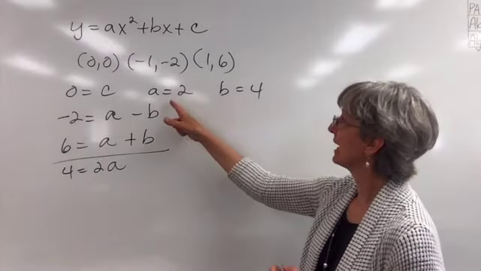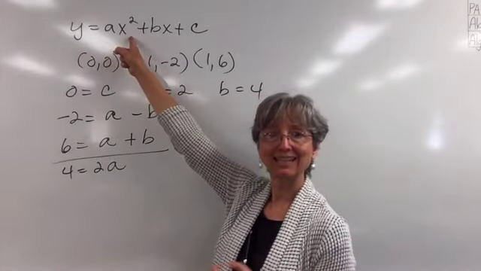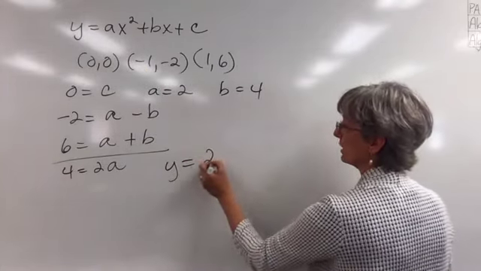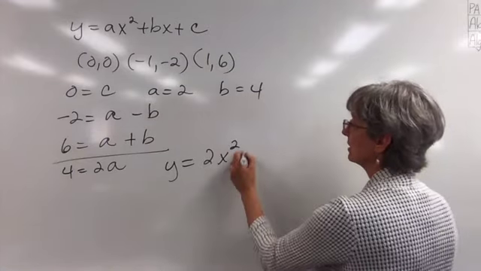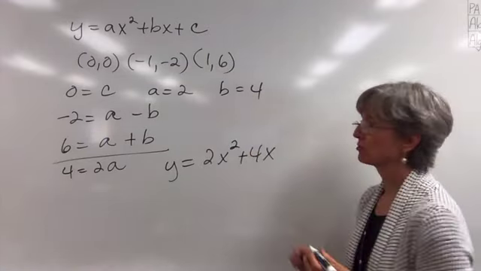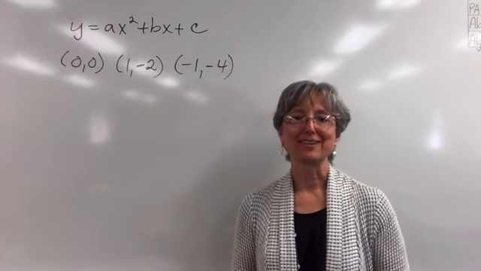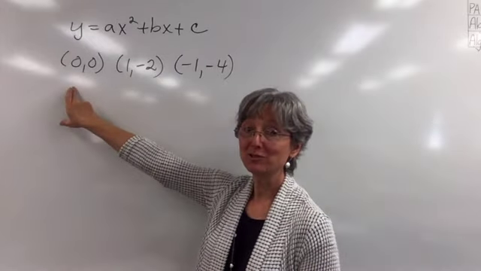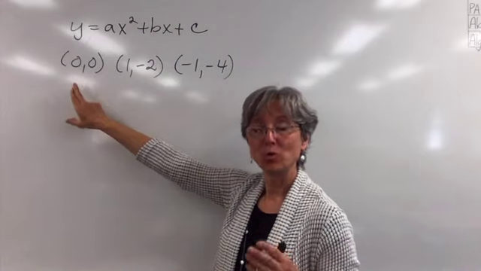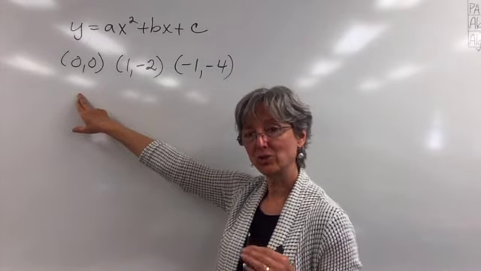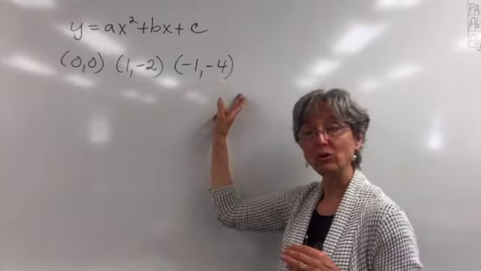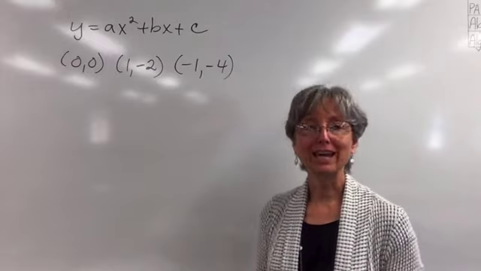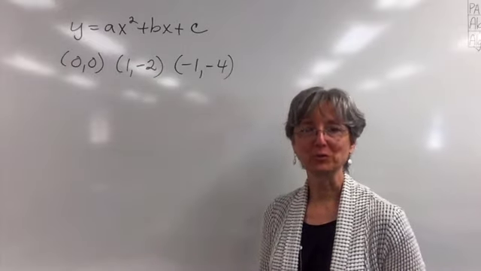So now I have my a, my b, and my c, and I plug that in here for my equation. So y equals, my a is 2, so it's 2x squared, plus my b is 4, so 4x, and my c is 0, so I'm done. Let's see if you got that. Go ahead and you try one now. Pause the video, and we got another (0, 0), so that's going to make this one easy. What would be the equation of the quadratic that has these 3 ordered pair solutions? (0, 0), (1, -2), (-1, -4). Work that out, and then go back and I'll walk through it and we'll see how you did.